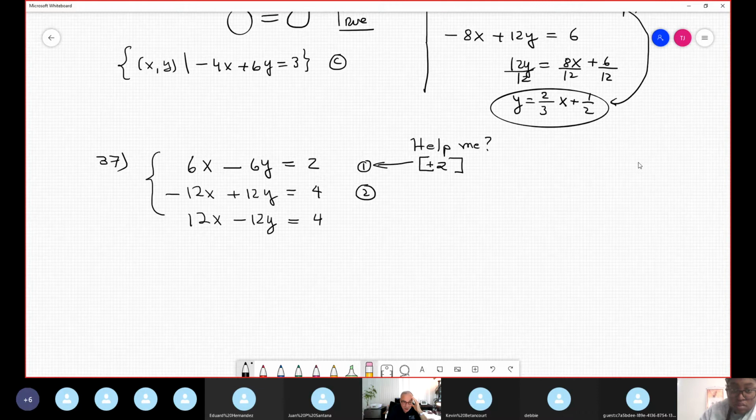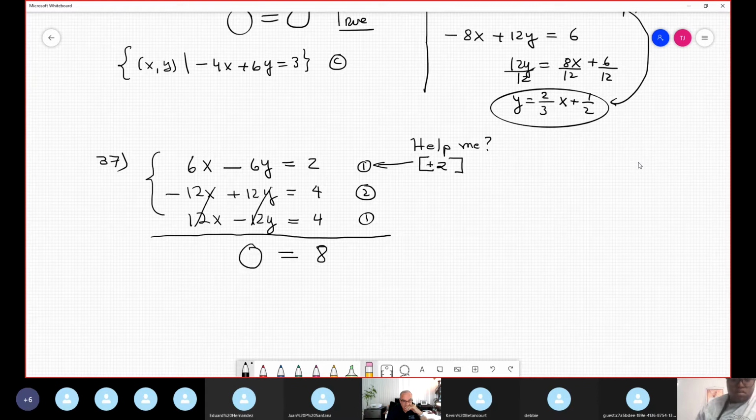And this is my new equation 1 after the multiplication by positive 2. When you try to combine, you see again, surprise. This is cancelled, this is cancelled, this is 0. But on the right hand side, we have 8, it's 4 plus 4. This is a totally false statement. Therefore, the conclusion is no solution. And no solution here is the option D.